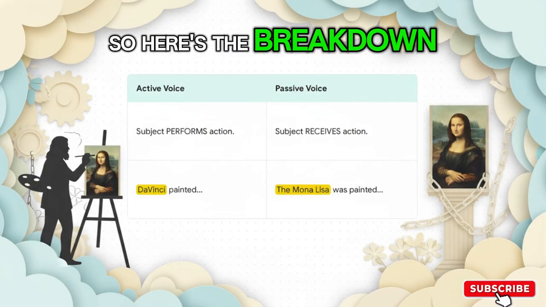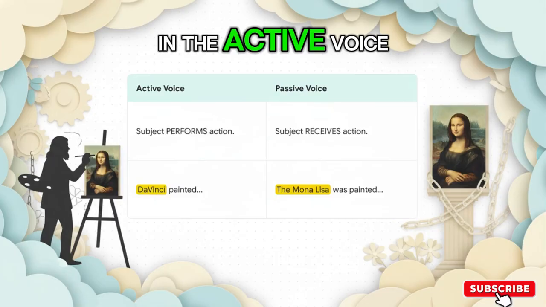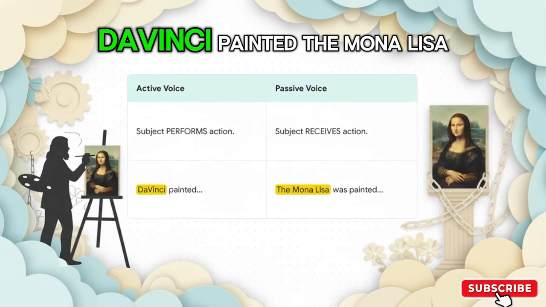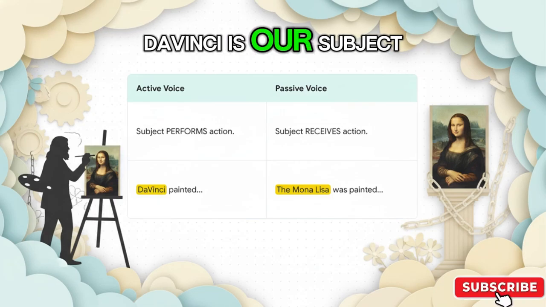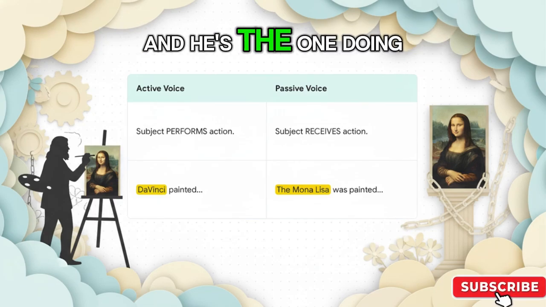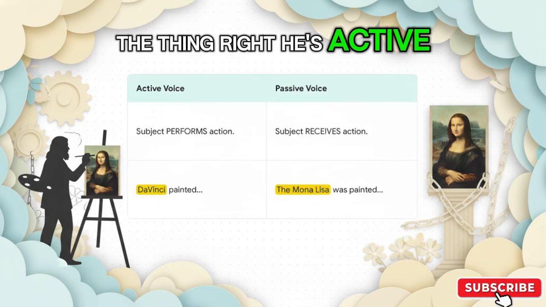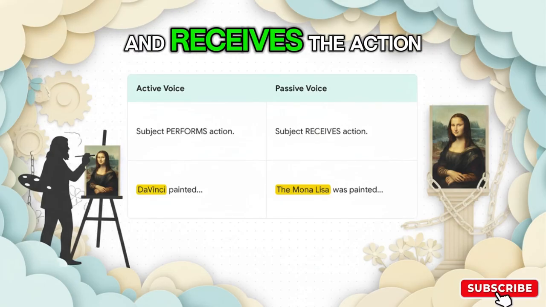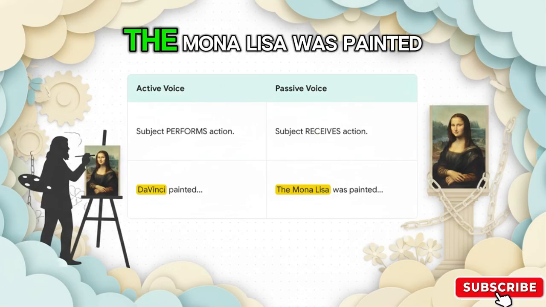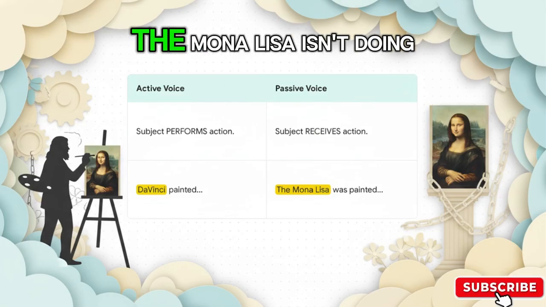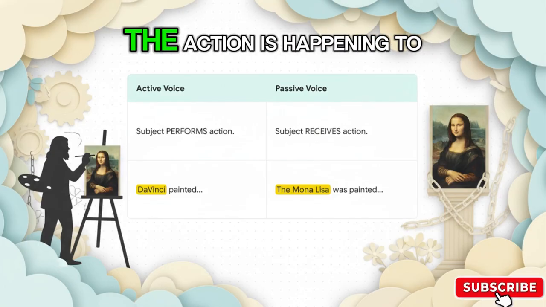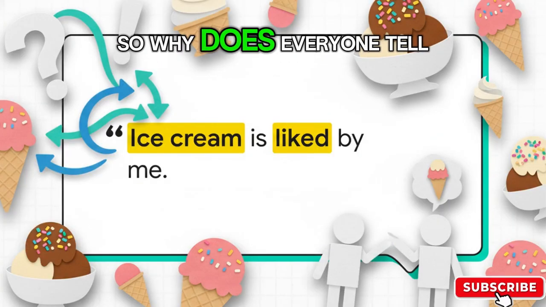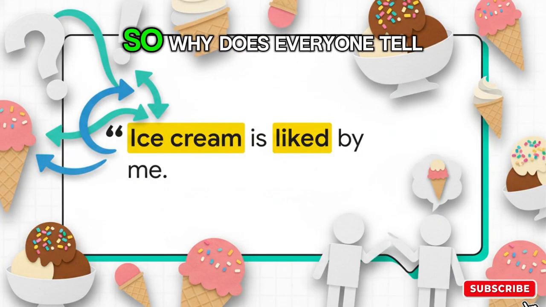So here's the breakdown, and it's actually pretty simple. In the active voice, the subject does the action. Da Vinci painted the Mona Lisa. Da Vinci is our subject, and he's the one doing the thing, right? He's active. But in the passive voice, the subject just sits there and receives the action. The Mona Lisa was painted. The Mona Lisa isn't doing a thing. The action is happening to her. She's passive.